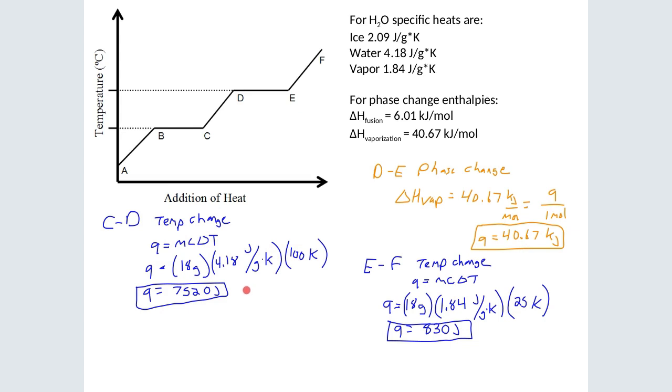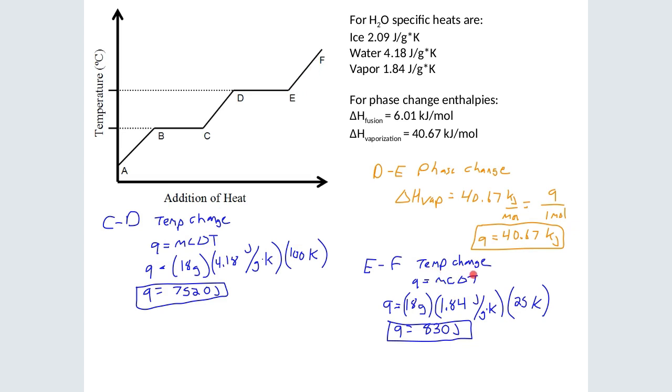All right, from D to E, we have a phase change. The temperature is not changing, but I'm going from the liquid phase to the vapor phase. So I use the delta H of vaporization. That's 40.67 kilojoules per mole. Since I'm dealing with 1 mole, the Q value is just going to be the same. It's 40.67 kilojoules of heat that must be put in to get us to the vapor phase. And then finally, the last segment, going from E to F, there's a temperature change again.